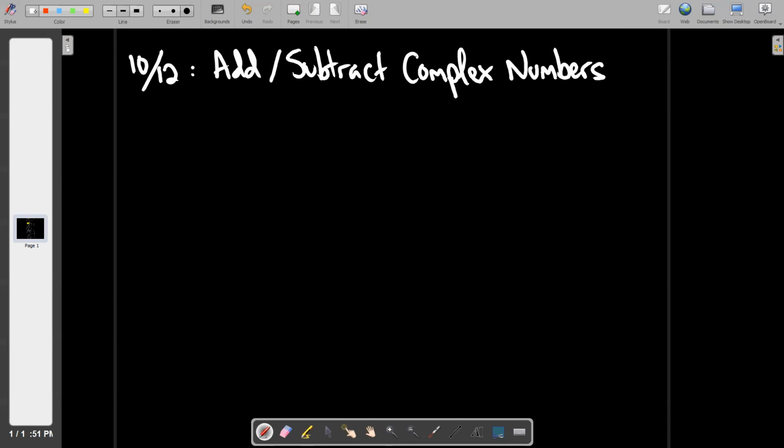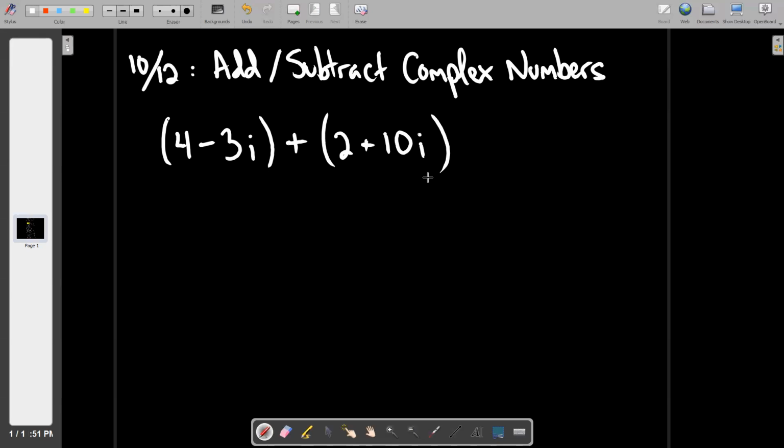So let's begin with what it looks like when we add complex numbers. So here's a complex number like 4 minus 3i. And we're going to add to it a different complex number like, I don't know, how about 2 plus 10i? Got it?